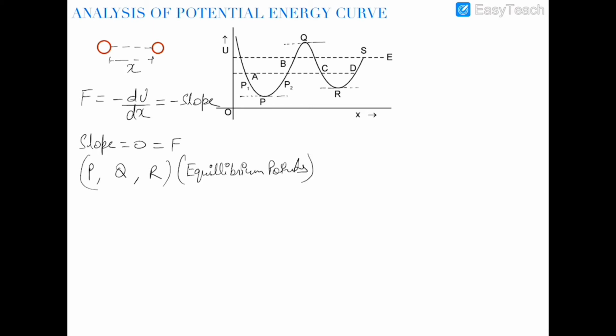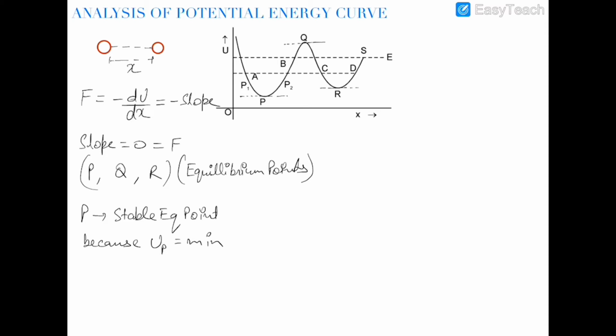Now among these points we need to identify the points of stable and unstable equilibrium, and we know that P will be the stable equilibrium point because the potential energy at P is minimum in the graph, and the minimum potential energy point that is also an equilibrium point is the position of stable equilibrium.